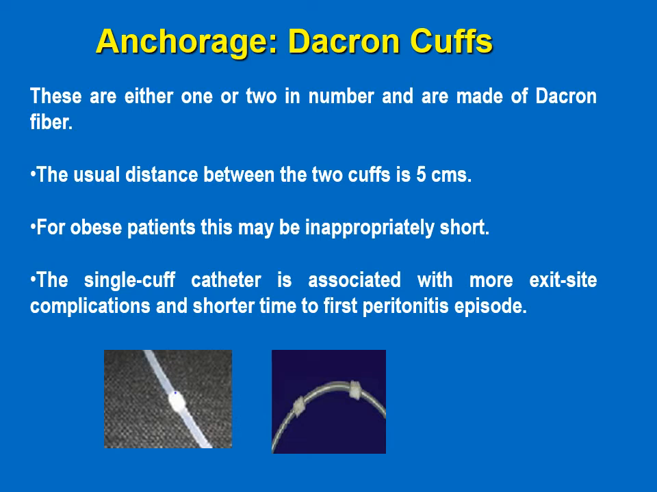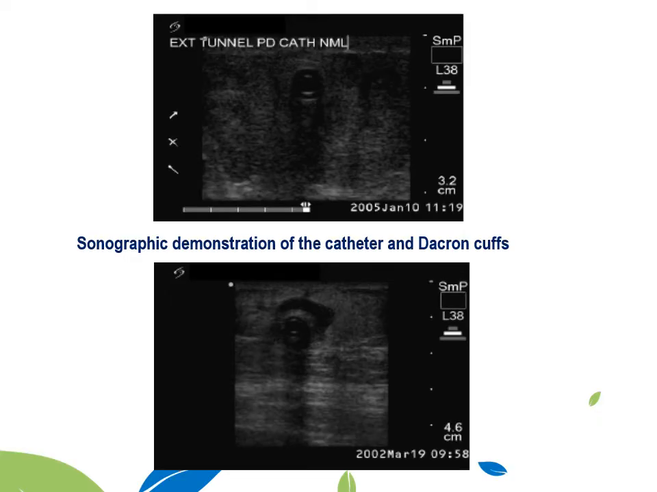Other types actually use a single cuff in the catheter. It's called a single cuff catheter, usually used in pediatrics because of the small abdomen size. So you don't have the space to insert a double Dacron cuff, so you insert a single one. However, it's more likely to have more frequent peritonitis, and the time to the first peritonitis episode is quite shorter than with the double.